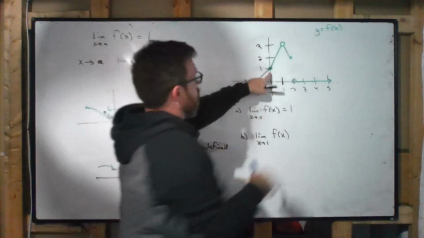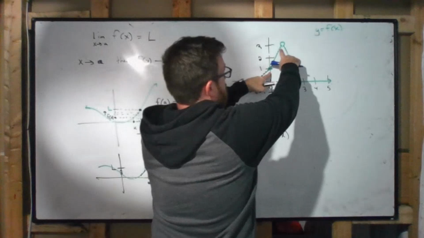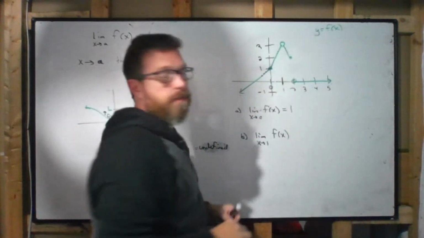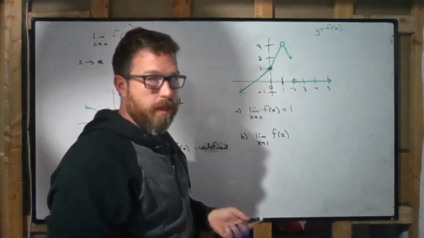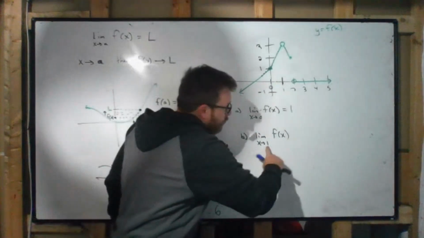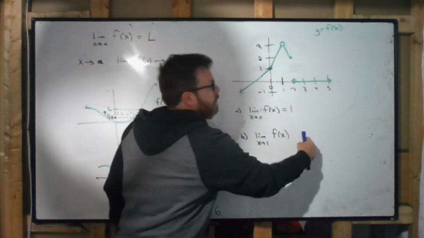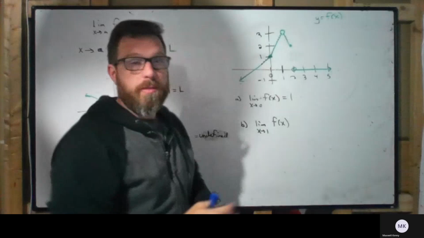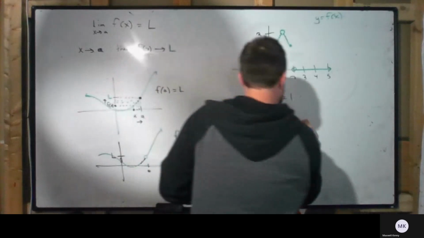The difference between this one and the last one is that this function is not defined at 1, but I'm not asking what is f of 1. I'm asking what's the limit as x approaches 1 of f of x. I'm actually asking, when I get close to 1, what does the function get close to? Well, as I get close to 1 from both directions, they get really close to 3. So this is equal to 3.